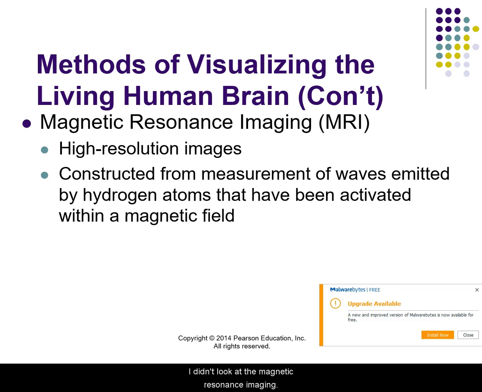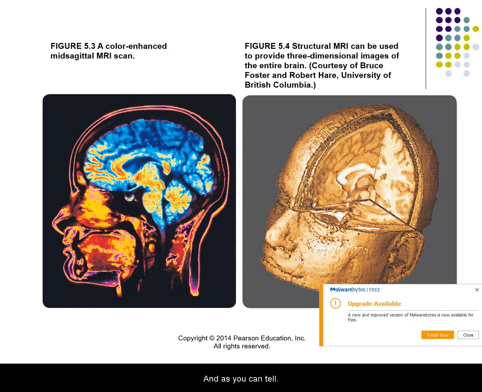Okay. Then we look at magnetic resonance imaging. Now these are high-resolution images, and they're constructed from measurement of waves emitted by hydrogen atoms that have been activated within a magnetic field. And as you can tell, both of these are MRIs, and you can see how there's much more detail.